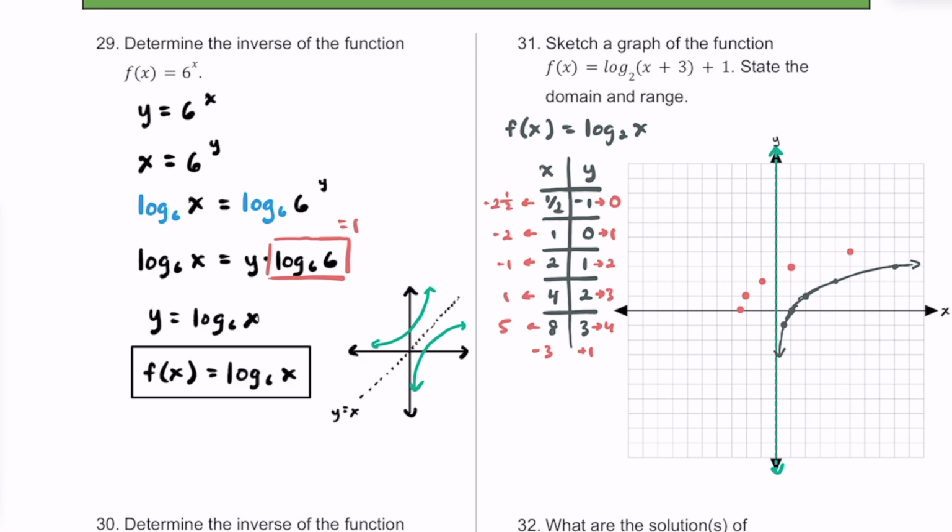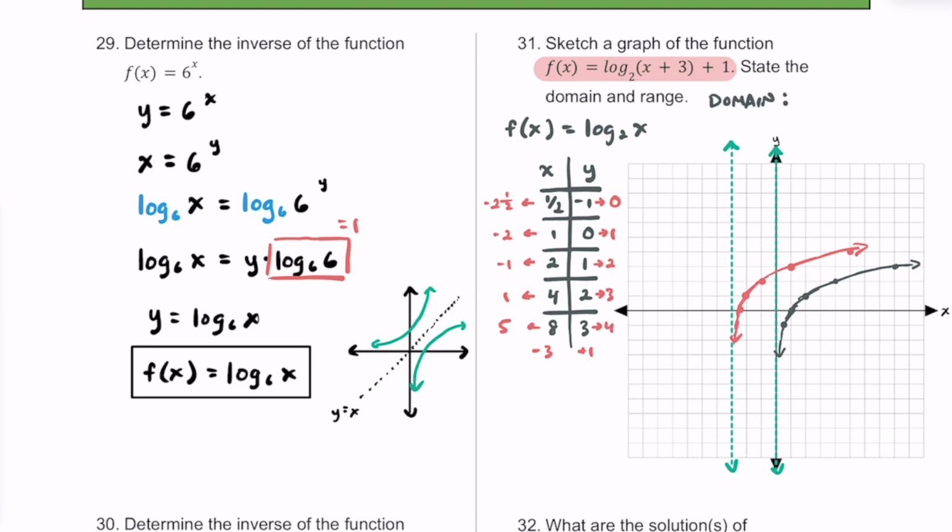Now because this whole function was translated 3 units to the left, hopefully it makes sense that our vertical asymptote is going to be 3 units to the left compared to where it used to be. And then we can see here that this will be the sketch of our logarithmic function with these 2 translations built in, where we have that 3 unit to the left and 1 unit up translation. This would be a rough sketch of this function.